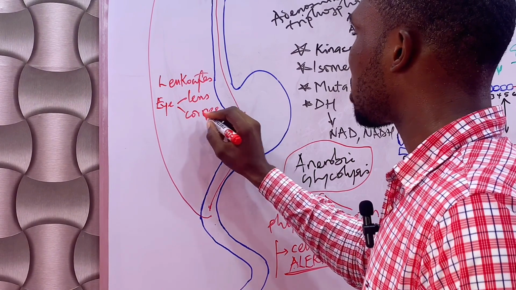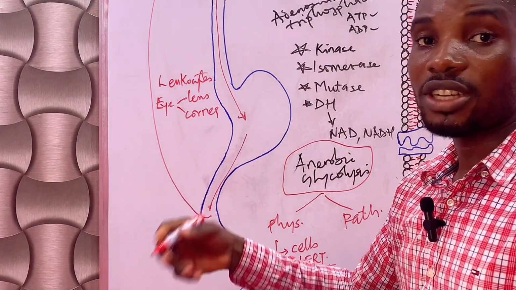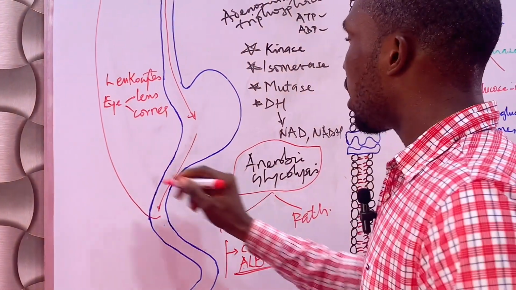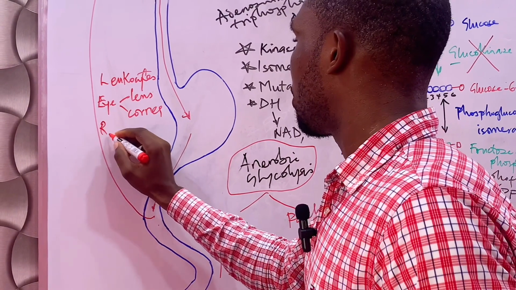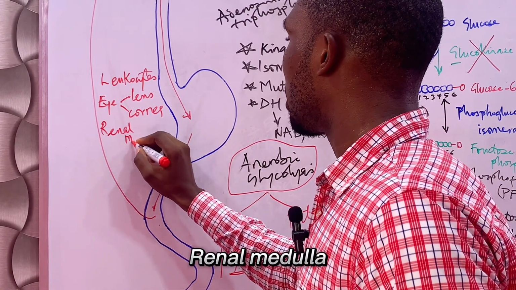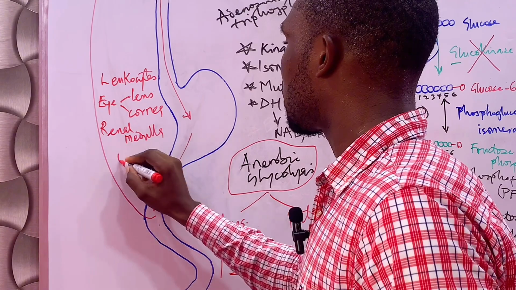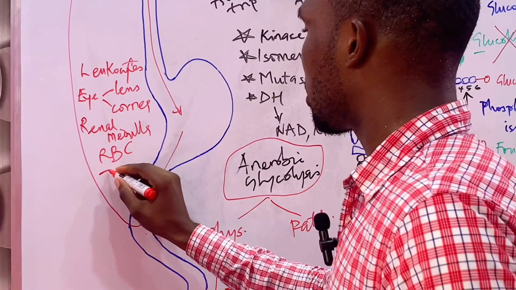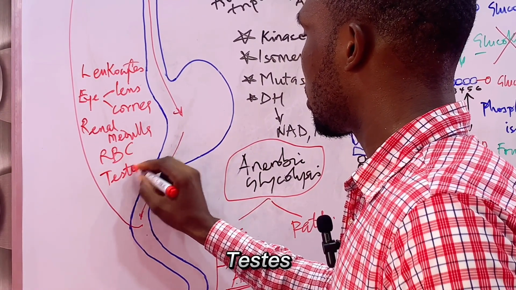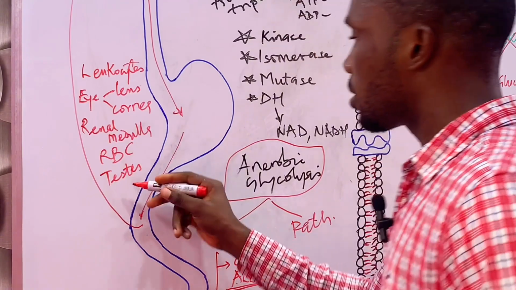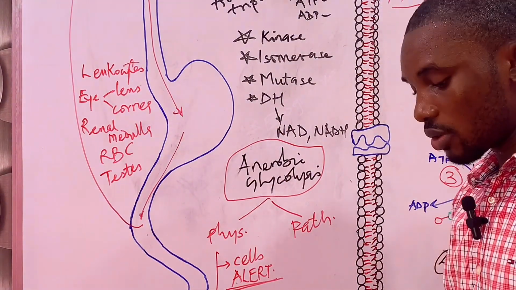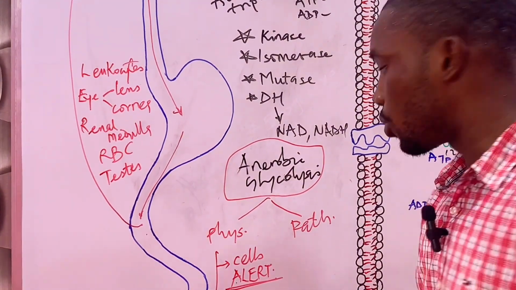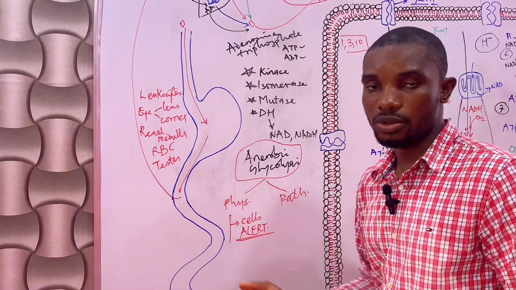Cornea. I'm sure you wouldn't expect blood vessels in the lens and the cornea because they are transparent. You need it for what? Light rays to enter the retina. And then the R for what? Renal medulla and what? RBC. That's the red blood cells. And then the T for what? Testis. So all these tissues have cells that undergo anaerobic glycolysis normally, okay, as their default mode of breaking down glucose.